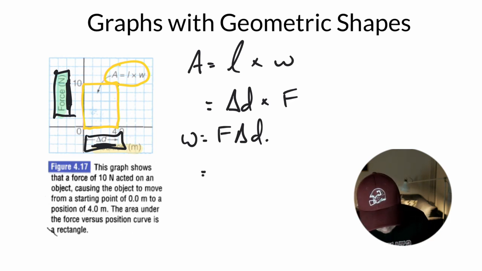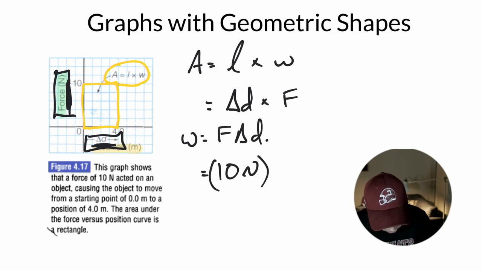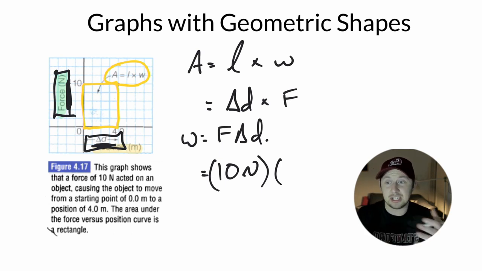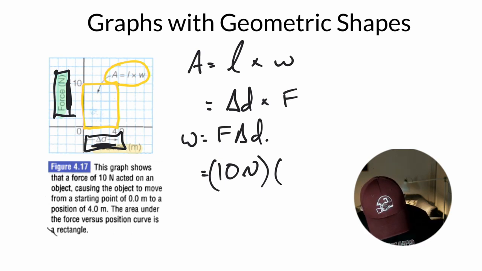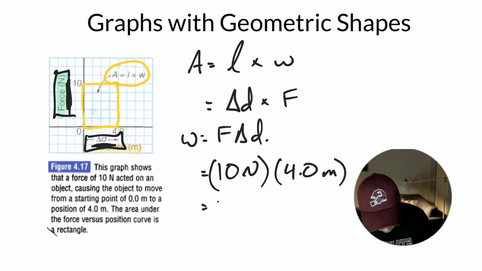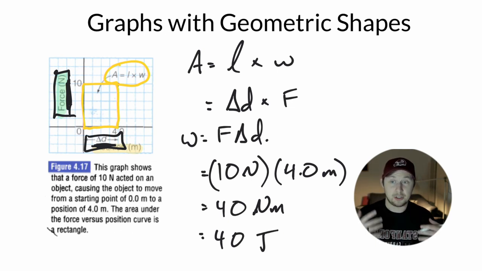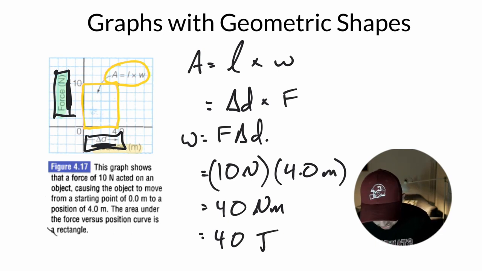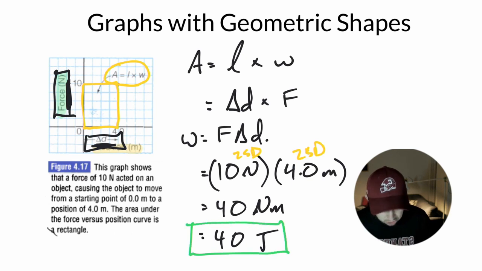So let's plug in these numbers here. Our force that we applied was 10 newtons, and our change in position, our change in displacement, was 4.0 meters. We multiply those together and we get 40 Newton meters or 40 joules. Significant digits, we do a check there. This is 2 significant digits, 2 significant digits. So this is our final answer here, 40 joules.